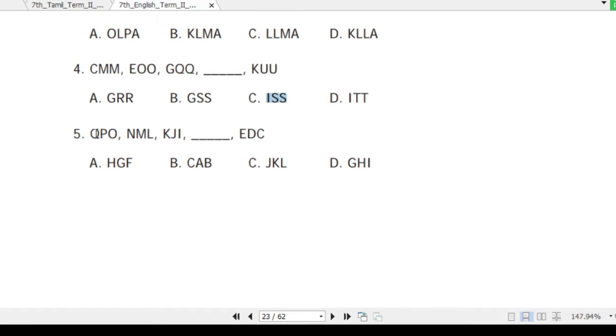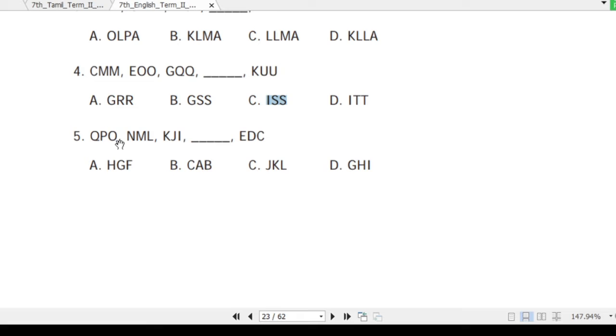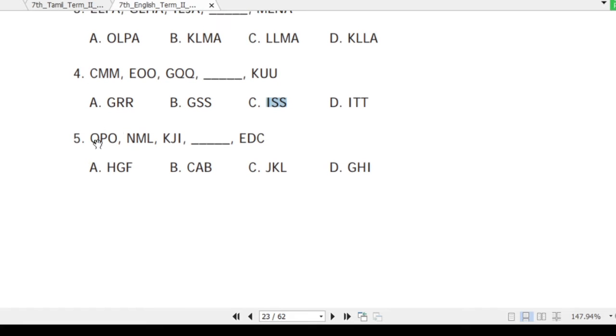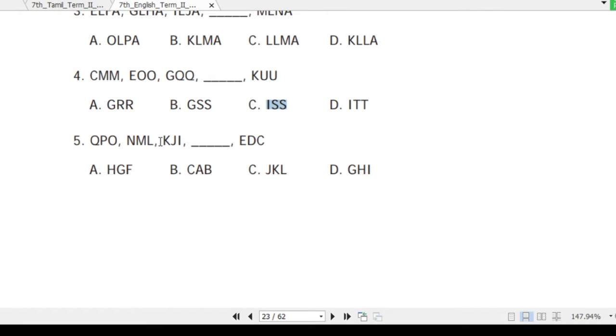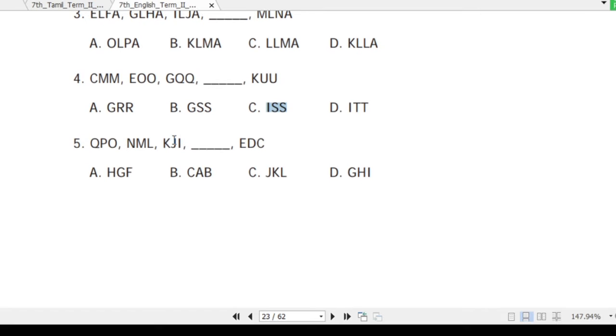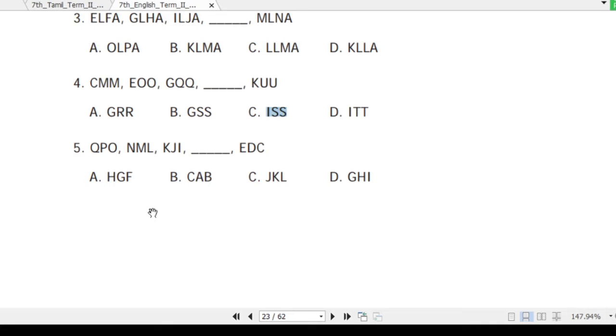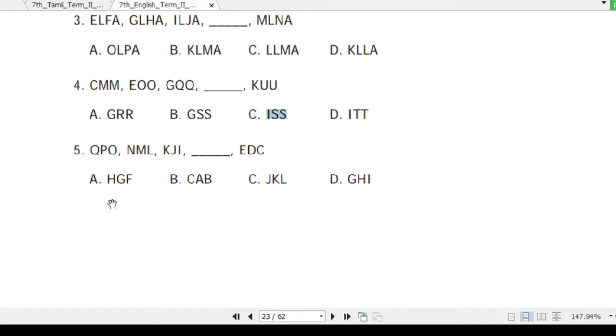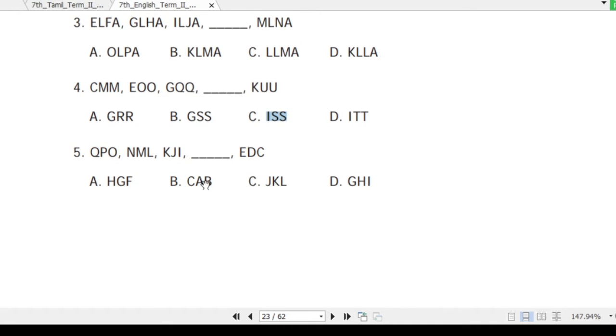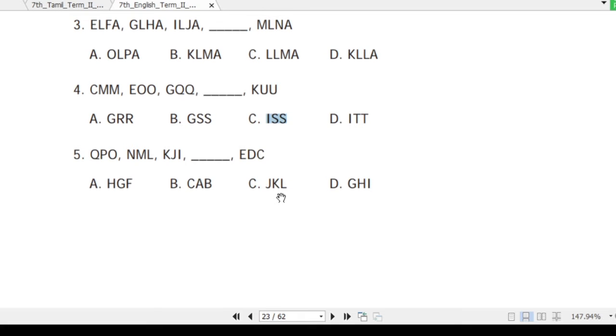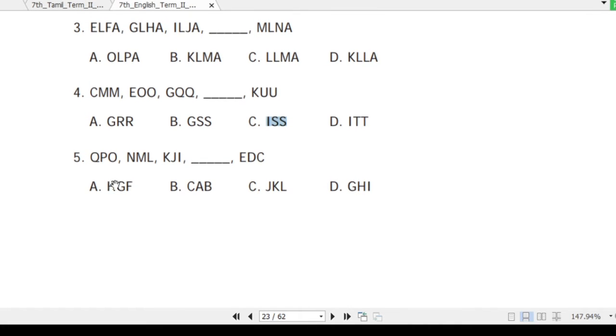O P Q P O. You see in reverse. O P Q L M N I J K C D E. Then which one is in reverse? F G H. F G H. This is A1. This is the answer. Correct?